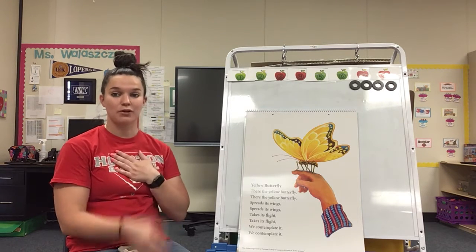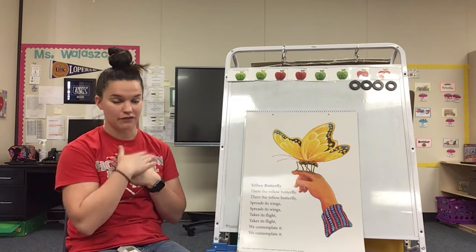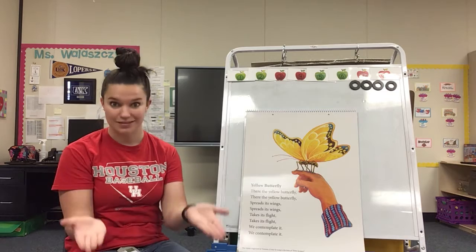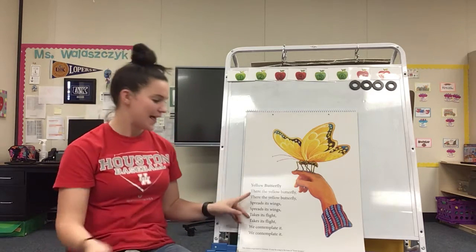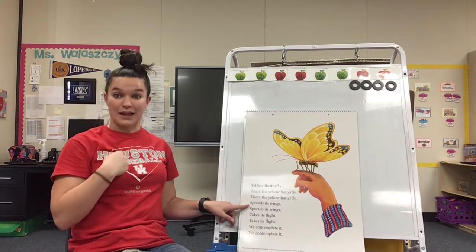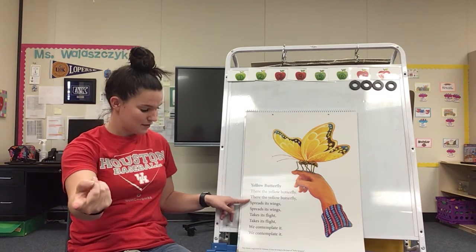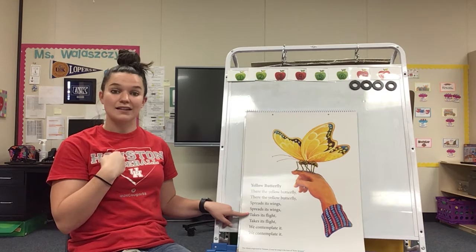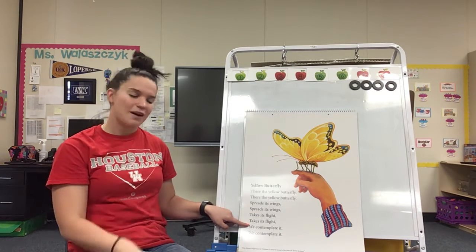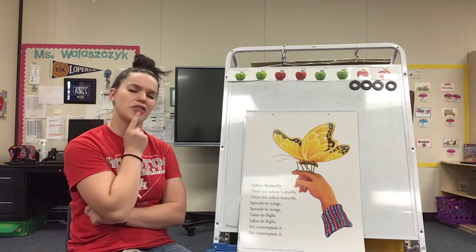Yes, so this time I'm going to say a line and you're going to repeat after me. So if I say, there the yellow butterfly, what do you say? There the yellow butterfly. Here we go, ready? There the yellow butterfly, spreads its wings, takes its flight, we contemplate it. Perfect. When you contemplate something, you're thinking about it.